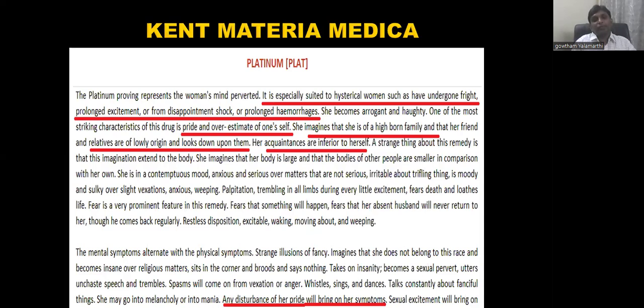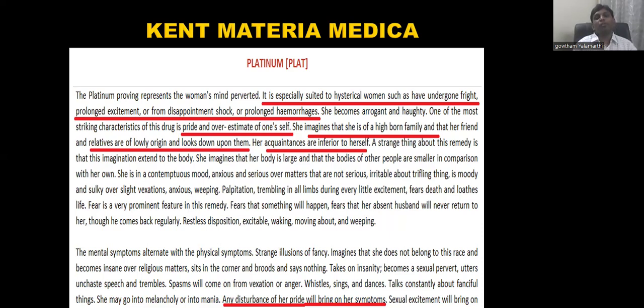She is in a contemptuous mood, anxious and serious about matters that are not serious. So she is so serious. There is no reason to be contemptuous or to get irritable, and yet she is so irritable over small things. Even a little excitement will bring on palpitations and trembling.